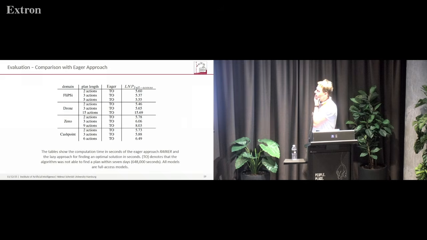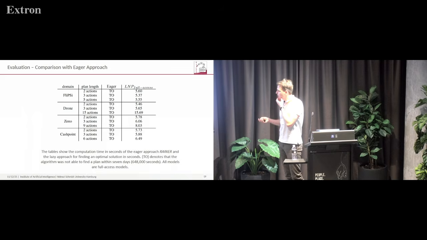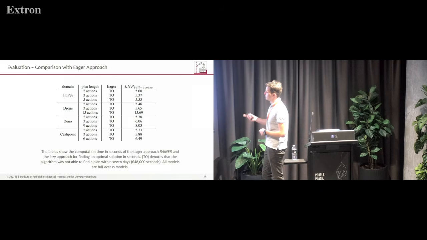Well, first of all, the comparison of the eager approach and the lazy approach. At this point, we compared only the parts where we have real activation functions, because those are the only activation functions the older approach is capable of handling. And as you can see, we set a timeout to 7 days, so 648 seconds, and the eager approach was not able to solve any of the given problems within that time. However, the lazy approach with the full access models was capable of solving the problems within 5 seconds, and for a really complex problem, 50 seconds.